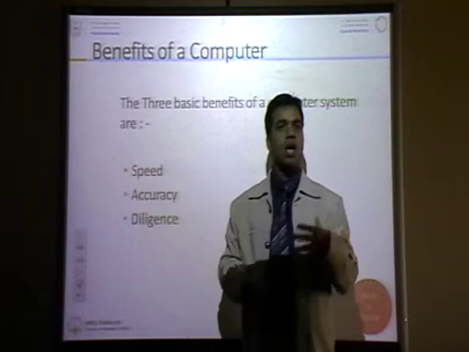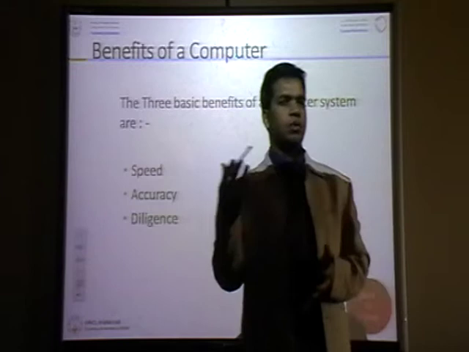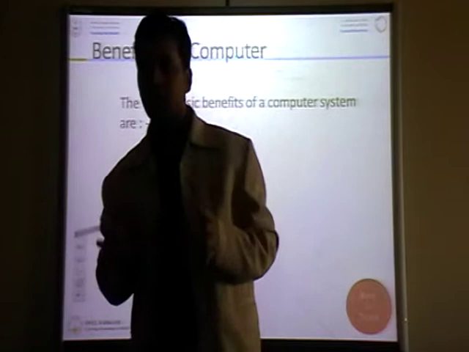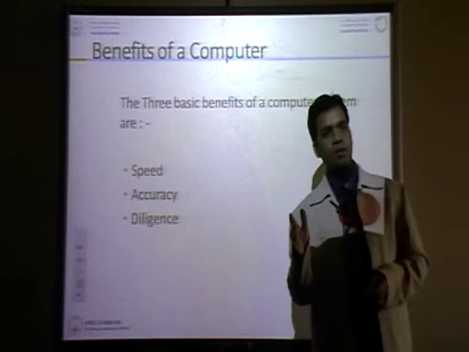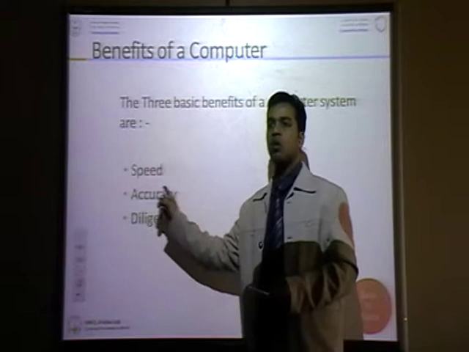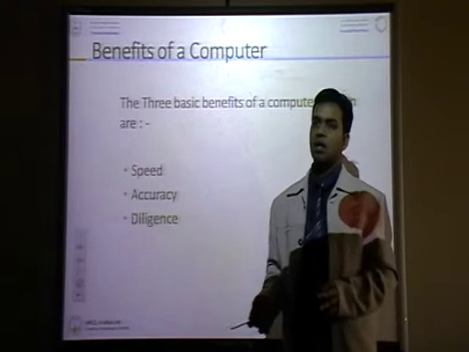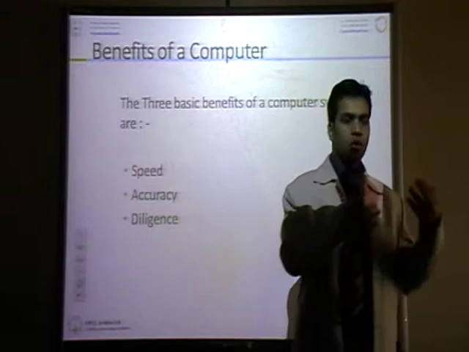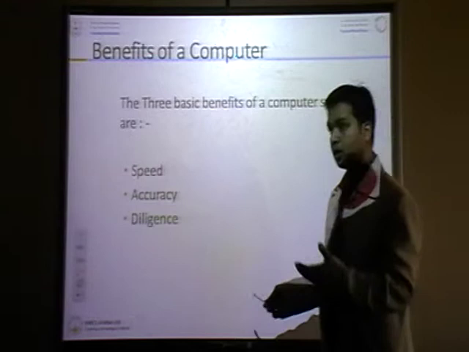Accuracy. Somebody told here 50,000. Somebody told 24,000. But the correct answer is 30,000. Computer will not tell you maybe 30, maybe 50, maybe 80. Computer will tell only 30,000. Accuracy. Correct. No mistake. Diligence, you can see, keep store. It can store. If you want, you can store in the hard disk or somewhere, and then later on you can use. It can preserve.